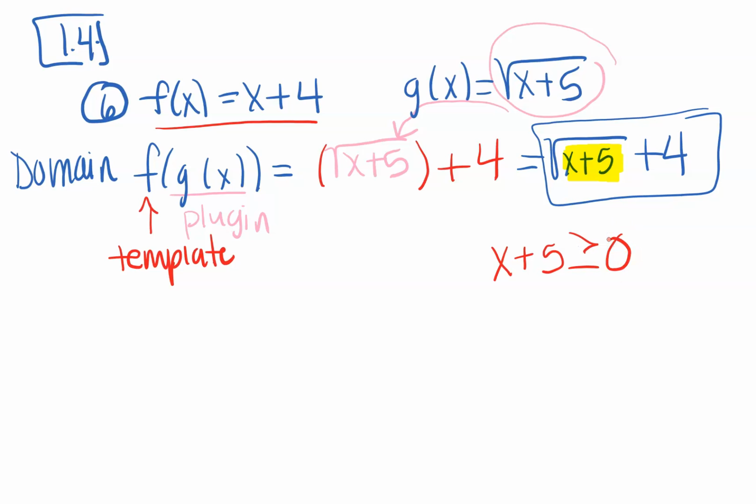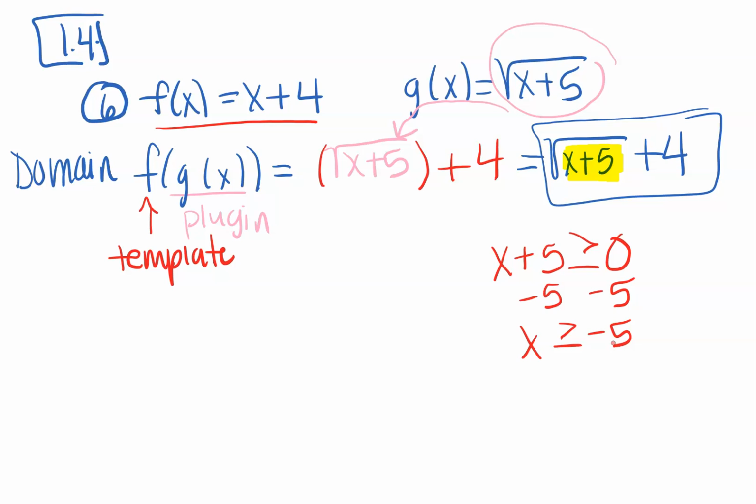If it's not greater than or equal to 0, then we're going to end up with negatives under the square root. Your calculator doesn't like that. We go into the imaginary zone. So I'm going to solve this out, and that gives me x greater than or equal to negative 5. So that is going to be the x's I'm going to have to use in order to get my new equation's domain.